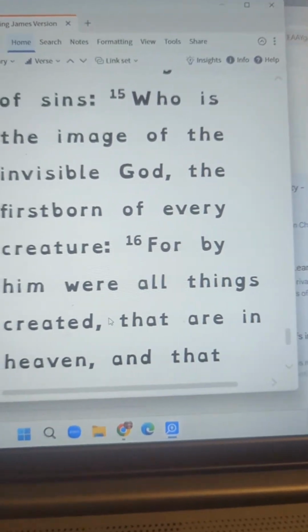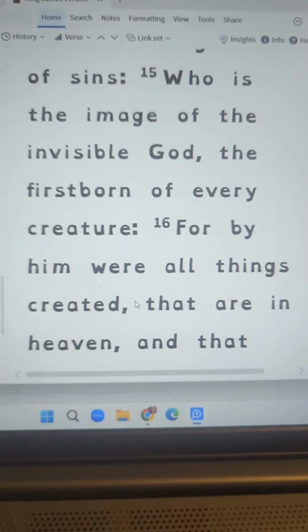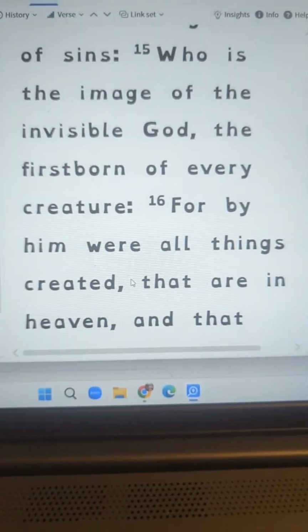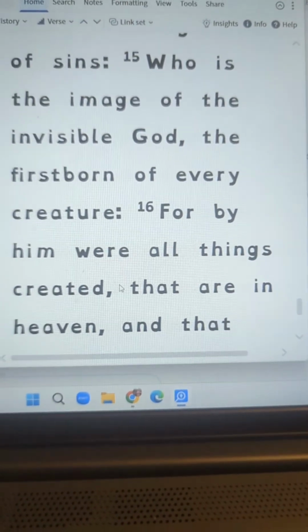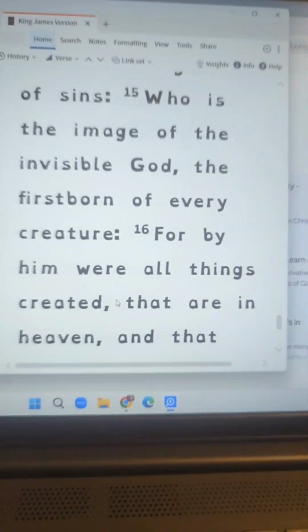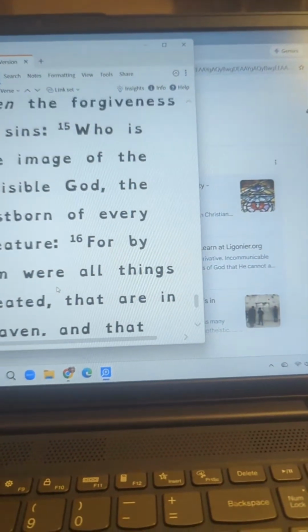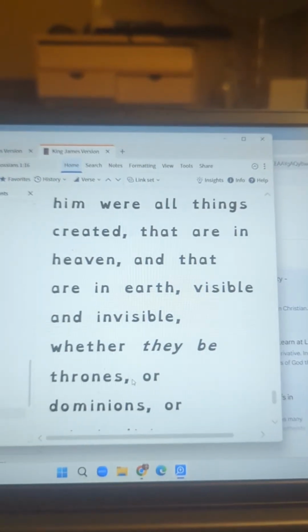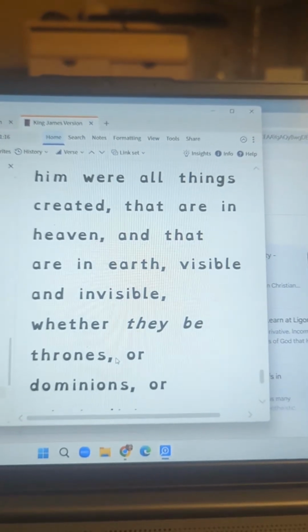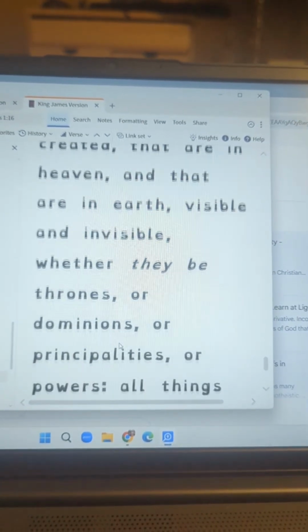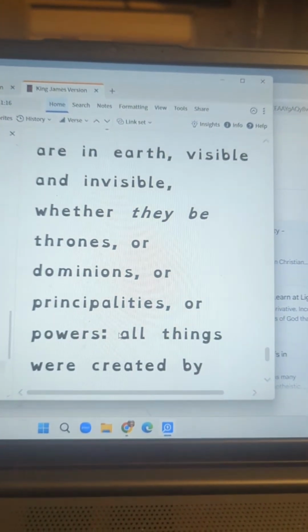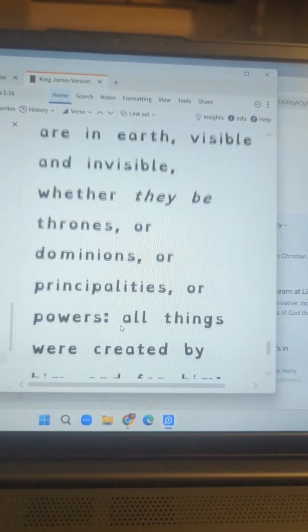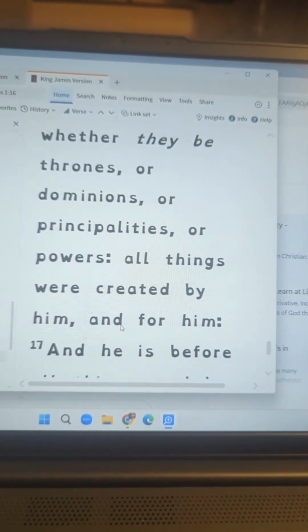The firstborn of every creature, for by him were all things created that are in heaven, and that are in the earth, visible and invisible, whether they be thrones, dominions, or principalities, or powers. All things were created by him and for him.